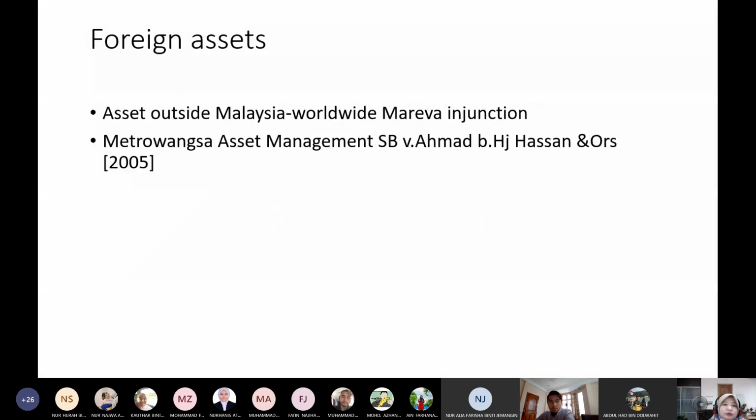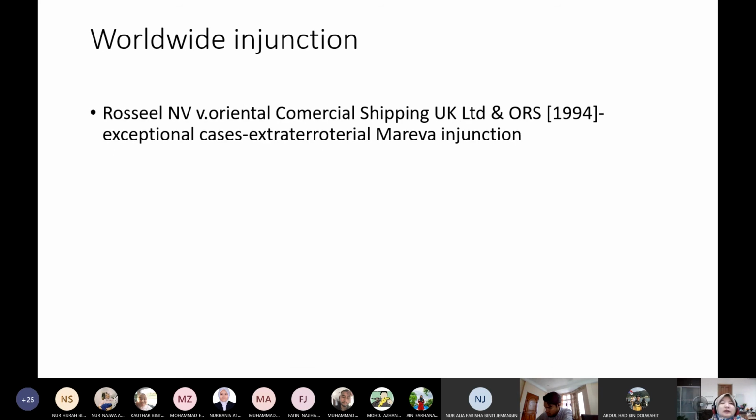What will be the position if the assets are outside Malaysia? You can apply for a worldwide Mariva injunction, as in the case of Metro Wangsa Asset Management Sdn Bhd and Ahmad bin Haji Hassan and others. In the case of Rosa and Envy and Oriental, the court held that only in exceptional cases will an extraterritorial Mariva injunction be granted.